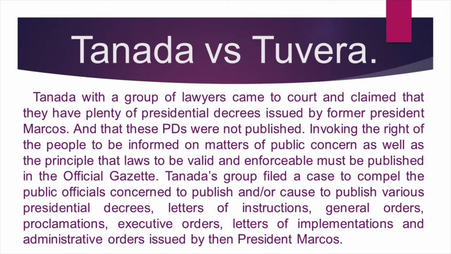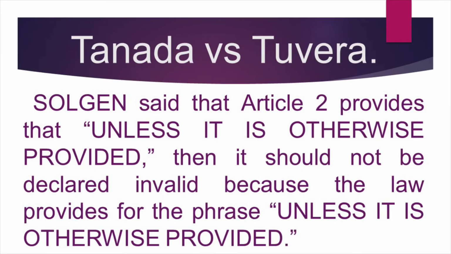The Solicitor General in this case, representing the government and its officials, moved for the dismissal of the case, contending that Tañada and his fellow lawyers have no legal personality to bring the instant case. Okay, but we will not dwell on the legal personality. Let's just focus on the second issue, or the main issue that the Solgen actually raised in this case. The Solgen basically said that Article 2 provides that unless it is otherwise provided, then it should not be declared invalid because the law provides for the phrase unless it is otherwise provided.